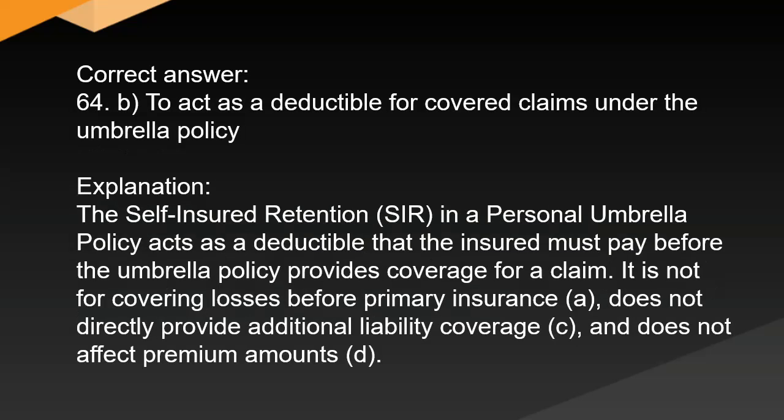Correct answer: B. To act as a deductible for covered claims under the umbrella policy. Explanation: The self-insured retention, SIR, in a personal umbrella policy acts as a deductible that the insured must pay before the umbrella policy provides coverage for a claim. It is not for covering losses before primary insurance, A. It does not directly provide additional liability coverage, C, and does not affect premium amounts, D.